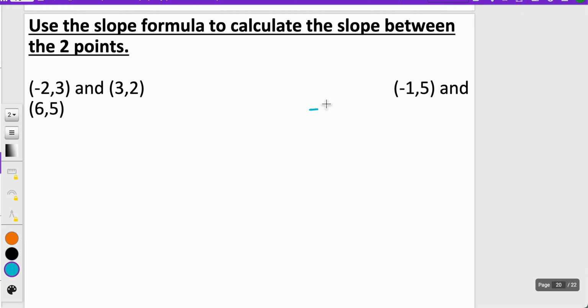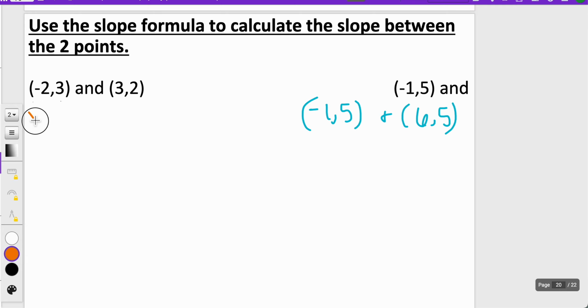I'm going to reformat these over here: 1, 5, and 6, 5. Okay, another way to look at this is maybe instead of labeling x1, y1, x2, y2, you just start focusing on your y's at one time and your x's at one time. When we first started this, we had an xy table, and you could still plug these into your xy table. So I have negative 2, 3, and then 3, 2.